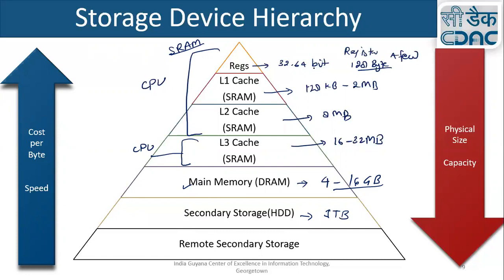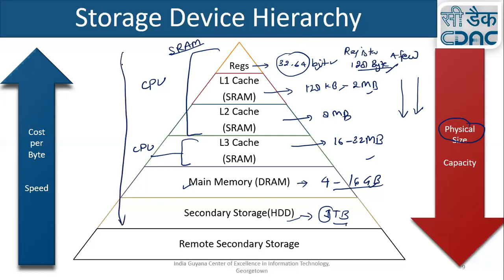So if you see the size, starting from bits or bytes to kilobyte, megabyte, gigabyte, up to terabyte, the physical size is just increasing. Your hard disk size is much greater than the dynamic RAM. Physical size is increasing and storage capacity is also increasing, from 32 to 1 terabyte. Up to this point, these things lie inside your computer system: registers, cache, main memory, or secondary memory.